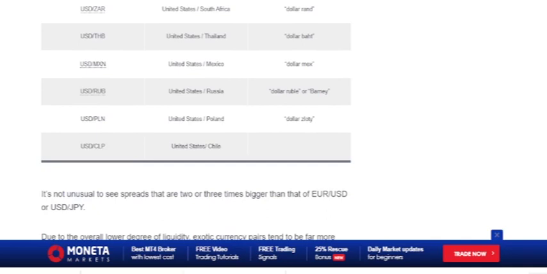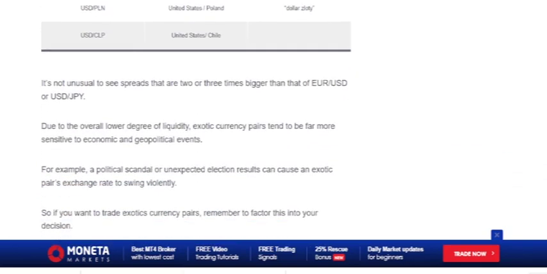So these are exotic currency pairs. They include one major currency and then another, and the quoted currency is the exotic currency. So in exotic currency pairs, we have the major currency as the base currency, and then the quoted currency is an exotic currency. So that's it, nothing else. And let's continue.